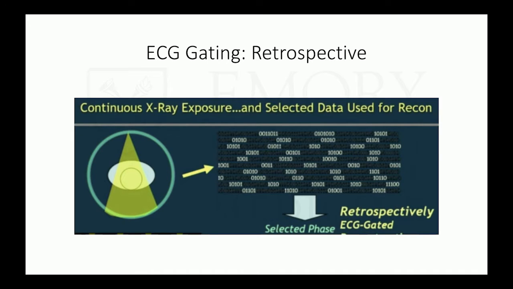The first way, and the original way, is retrospective ECG gating. So essentially we have an X-ray exposure that's continuous. We're scanning the patient from the onset of the R through the RR interval, the entire phase, 100% of the time. That obviously creates higher radiation dose. A lot of that information is not helpful in coronary CTA. But we go back and find the spots that we want to select to use for image reconstruction.